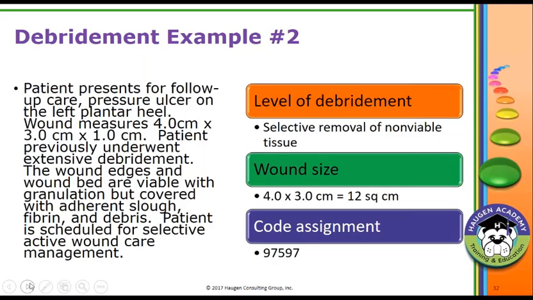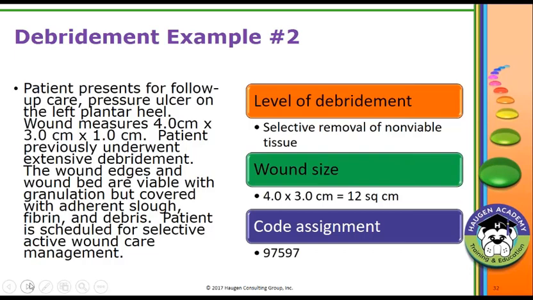So the example we have here is a patient who presents for follow-up care, pressure ulcer on the left plantar heel. The wound measures 4 by 3 by 1, and this patient previously had extensive debridement. Now the wound edges and the wound bed are viable with granulation but covered with adherent slough, fibrin, and debris, and the patient is scheduled for selective active wound care management.